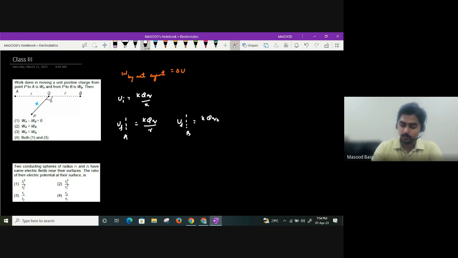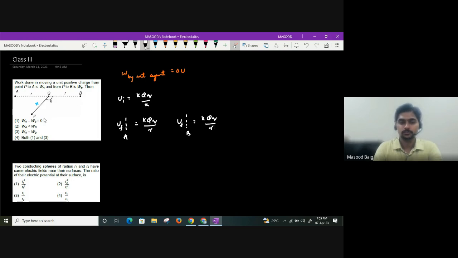Yes or no? Now what will be the final potential energy in case of A? When I take a positive charge from here to here, final potential energy will become K capital Q small q divided by R. In the same manner, final potential energy while taking from P to B will again be K capital Q small q divided by R. Now you do the change in potential energy in both cases, P to A or P to B. What will I get? You are going to get the same value again.